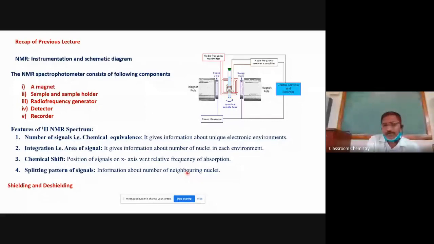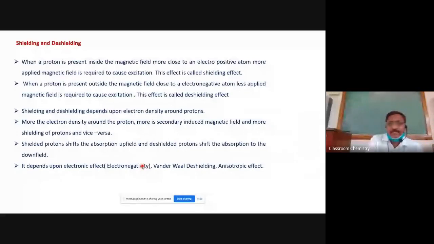Then we explained shielding and deshielding. When the proton is present inside the magnetic field, close to an electropositive atom, more applied magnetic field is required to cause excitation. This is called the shielding effect. When the proton is close to an electronegative atom, it pulls electrons toward itself, and less applied magnetic field is required to cause excitation. This is called the deshielding effect.